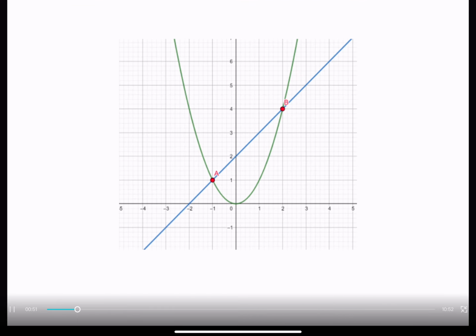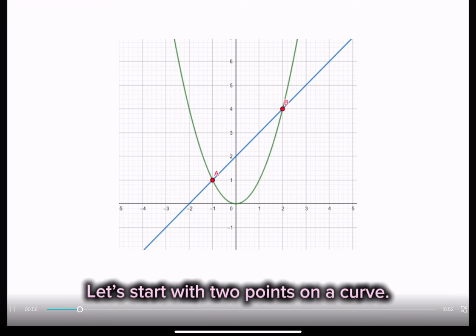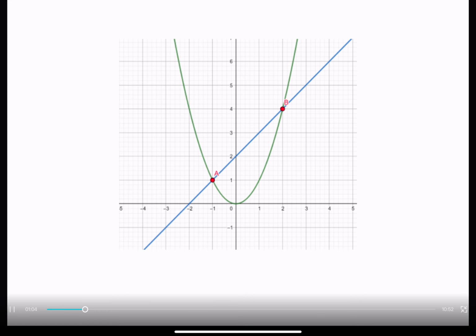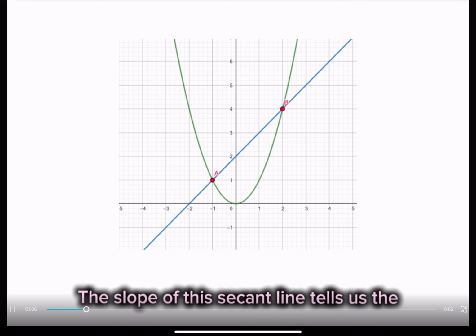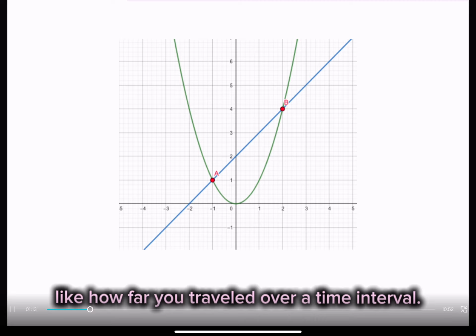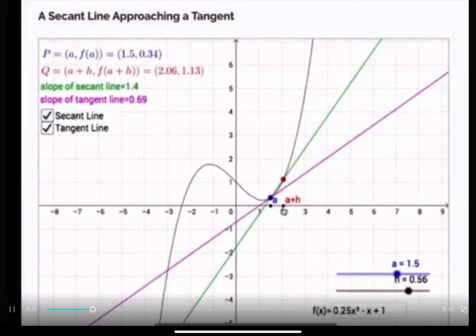Geometric interpretation. Secant. Let's start with 2 points on the curve. When we connect them with a straight line, we get something called a secant line. The slope of the secant line tells us the average rate of change between the 2 points, like how far it traveled over a time interval. As shown on the screen, the change in y over the change in x.